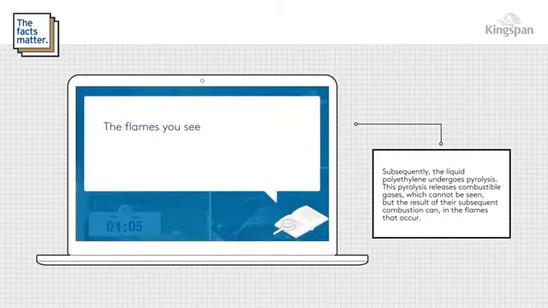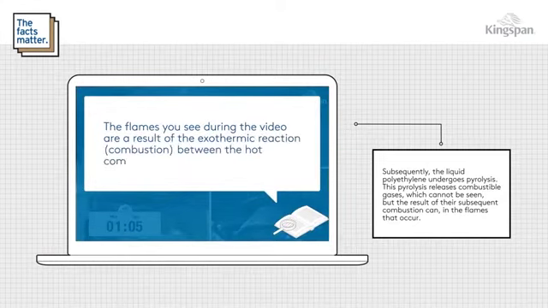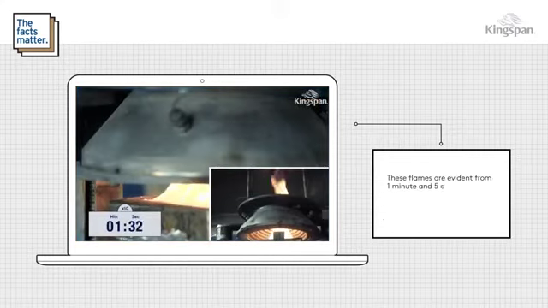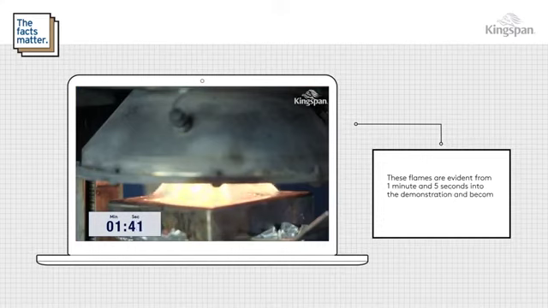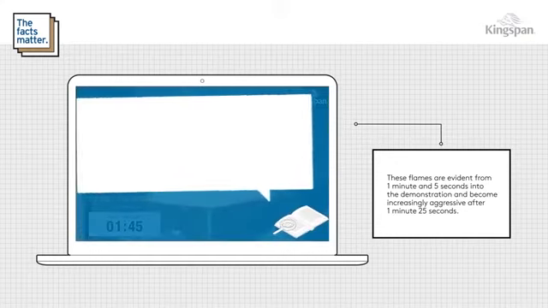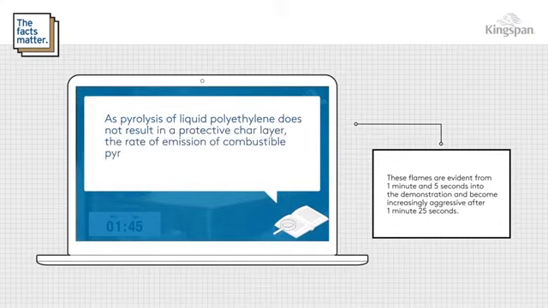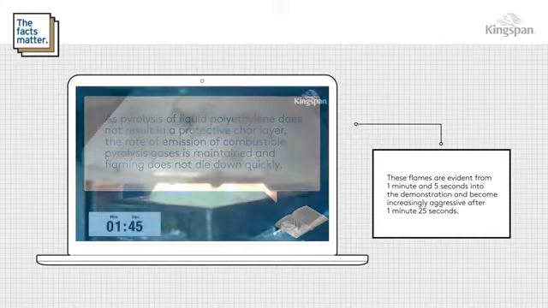The flames you see during the video are a result of the exothermic reaction, combustion, between the hot combustible gases and oxygen. These flames are evident from 1 minute and 5 seconds into the demonstration and become increasingly aggressive after 1 minute and 25 seconds. As pyrolysis of liquid polyethylene does not result in a protective char layer, the rate of emission of combustible pyrolysis gases is maintained and flaming does not die down quickly.